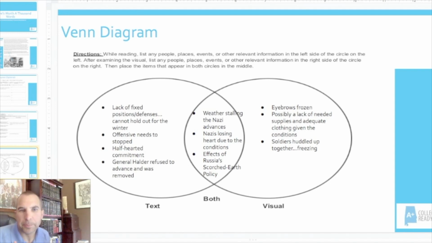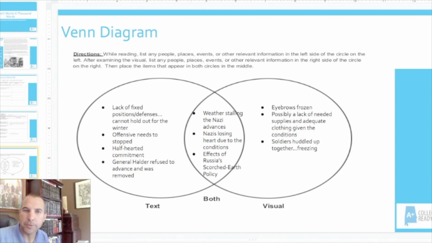So ultimately, by completing this deep analysis of the text and the visual, they walk away with probably a deeper understanding and comprehension of the Battle of Stalingrad, but also of the conditions that ultimately brought the Nazi advances to a standstill, and then led to the Soviet counterattack. So hopefully you'll find the strategy helpful when it comes to breaking down documents.